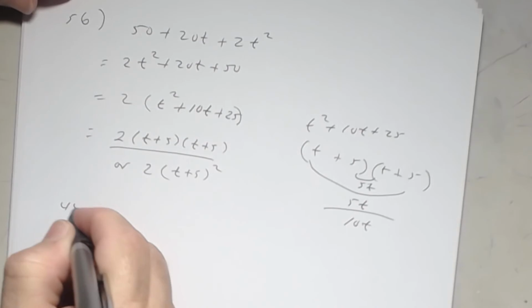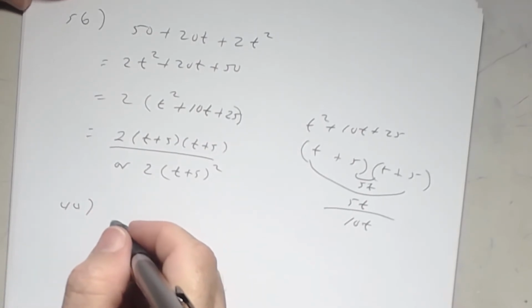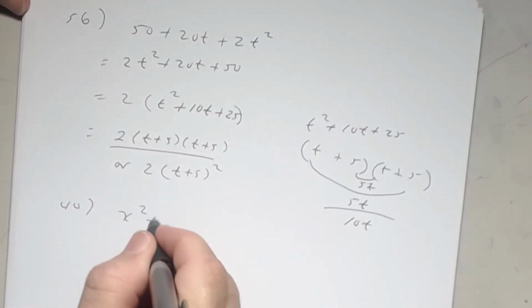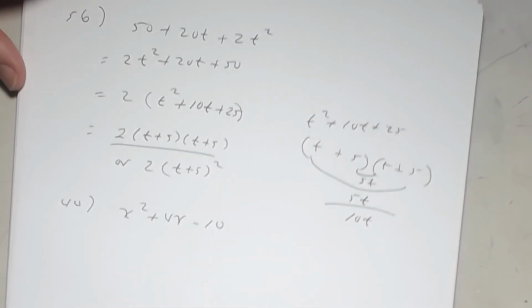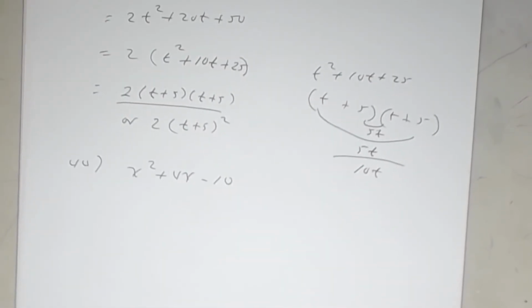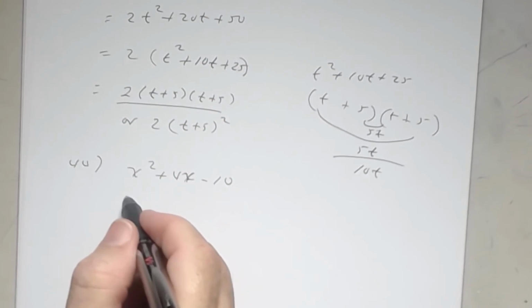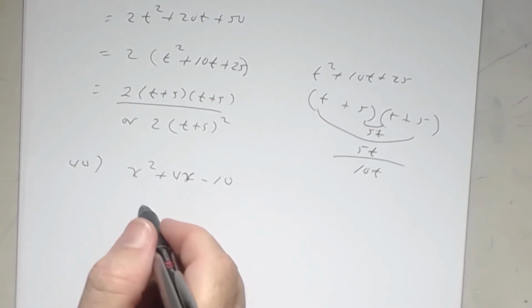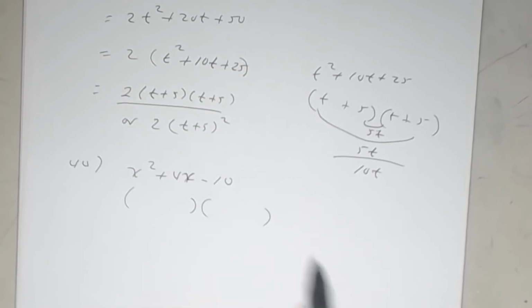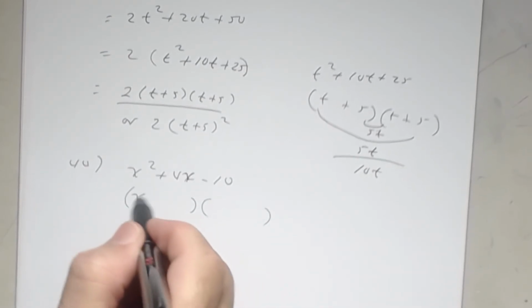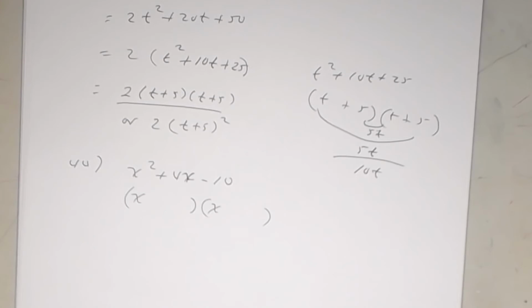44. x squared plus 4x minus 10. That's an excellent one. What's the GCF? 1. So go directly to binomials. What do you want to try? x and x, definitely, right? And then what else do you want to put in there? 2 and 5, okay.